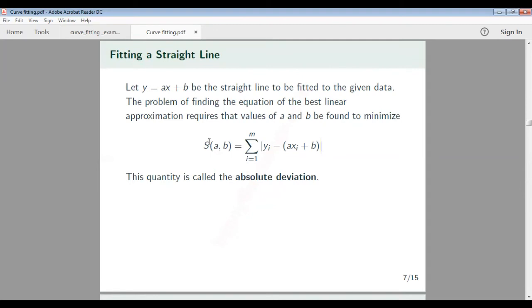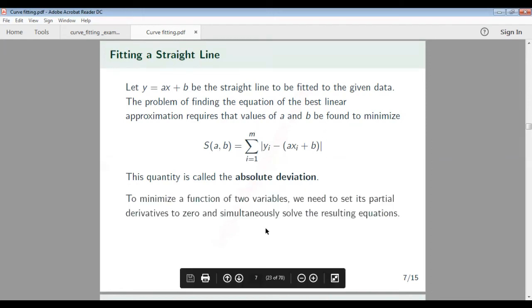And we are defining a quantity which is called the absolute deviation, which is the modulus of the deviation between the actual value and the predicted value. yi is the actual point, and axi plus b is the point predicted by the equation y equal to ax plus b when the value is xi. You can add all those differences. The differences between yi and axi plus b taken for n points can be added together, and that sum is called the absolute deviation. Here we are taking the modulus of the deviation.